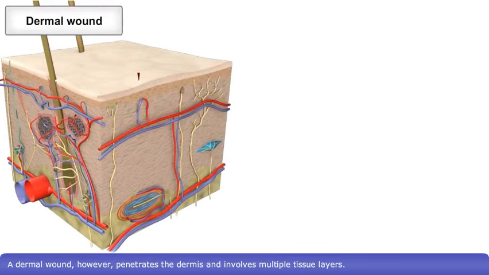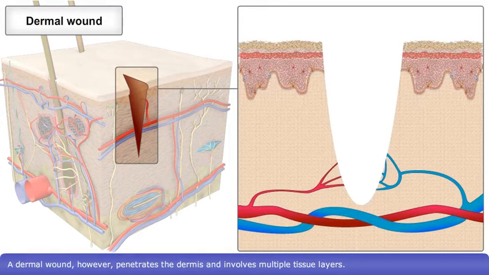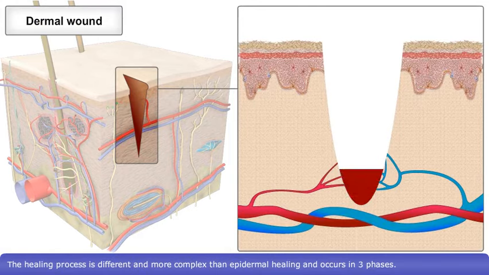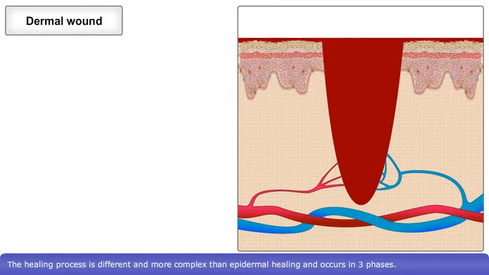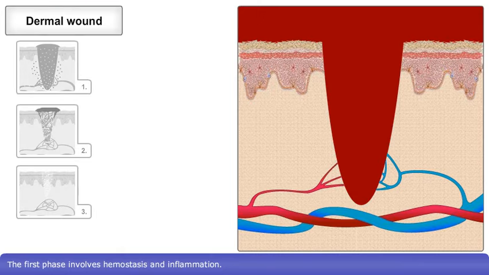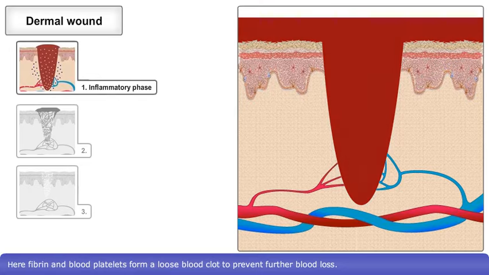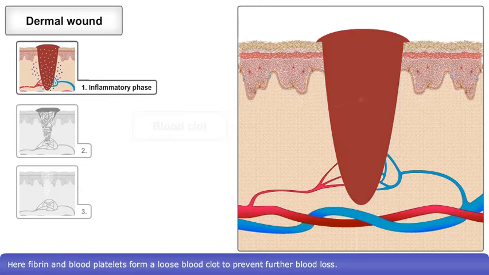A dermal wound, however, penetrates the dermis and involves multiple tissue layers. The healing process is different and more complex than epidermal healing and occurs in three phases. The first phase involves hemostasis and inflammation. Here, fibrin and blood platelets form a loose blood clot to prevent further blood loss.